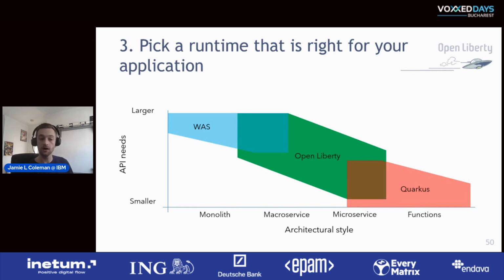And then if you move to Quarkus, it's really great for things like functions as a service, being able to start up and shut down very, very quickly, and for things like microservices using Spring and MicroProfile.